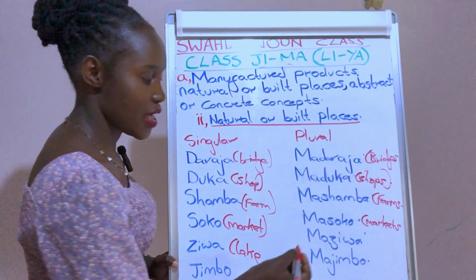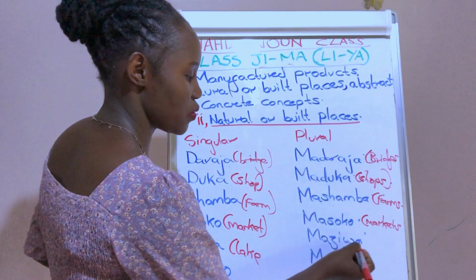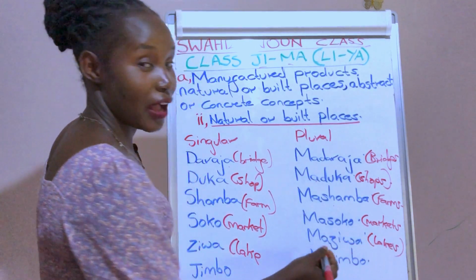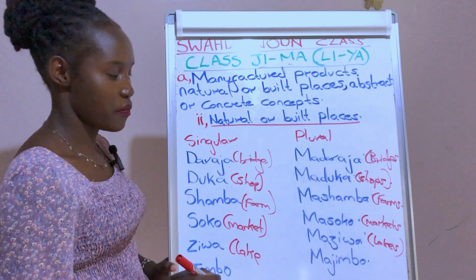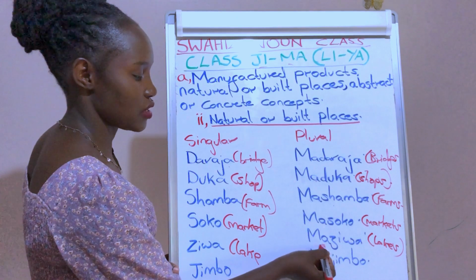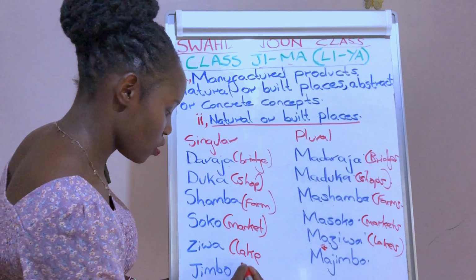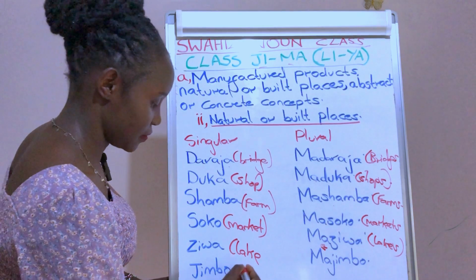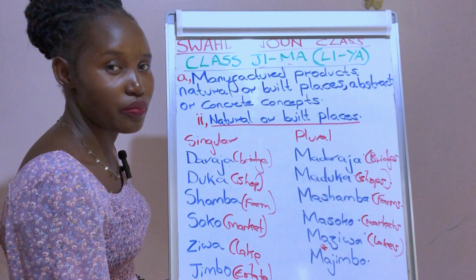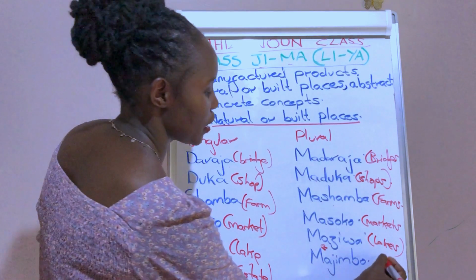In plural we say maziwa for lakes. Maziwa can also mean milk, but in this sense we mean maziwa for lakes. Then we have jimbo, an estate. In plural we say majimbo for estates.